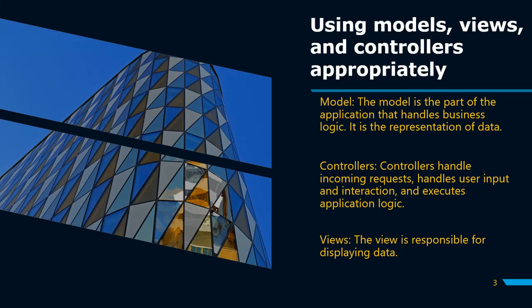We're using the C#.NET framework, and with that we're going to use a design pattern called the MVC design pattern. MVC stands for Model, Views and Controllers. As we earlier explained in our previous tutorial, a model is a part of the application that handles the business logic, or it is the representation of data. The controllers handle incoming requests, handles user input and interaction, and also executes the application logic. The views is responsible for displaying data.